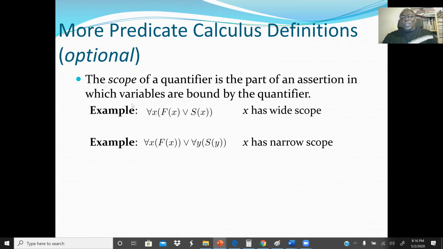And we have more on predicates. The scope of a quantifier is the part of an assertion in which variables are bound by the quantifier. So here we have the quantifier over x, and this x has a wide scope. And now we have another quantifier over y, so this one will have a narrow scope here, because all this involves y variables.